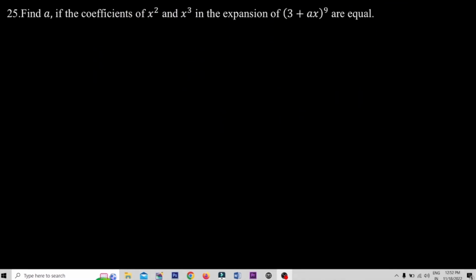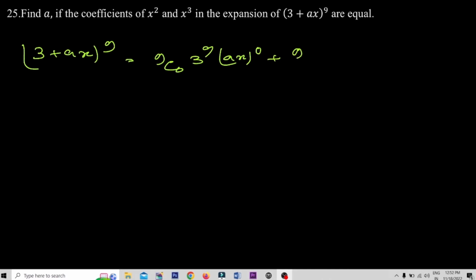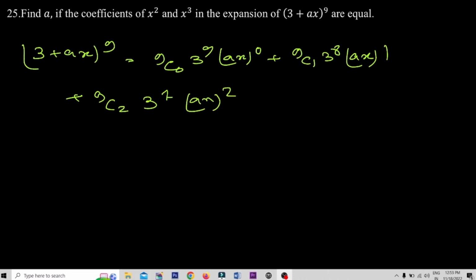Next question, sum number 25. Find a if the coefficients of x square and x cube in the expansion are equal. Coefficient of x square and x cube. So it is not a very hard sum. Let us expand (3 plus ax) whole to the power 9. We are getting 9C0, 3 to the power 9, (ax) to the power 0, plus 9C1, 3 to the power 8, (ax) to the power 1, plus 9C2, 3 to the power 7, (ax) whole square, plus 9C3, 3 to the power 6, (ax) whole to the power 3.